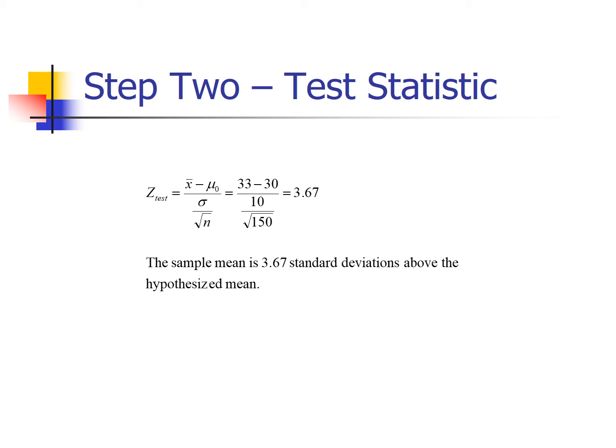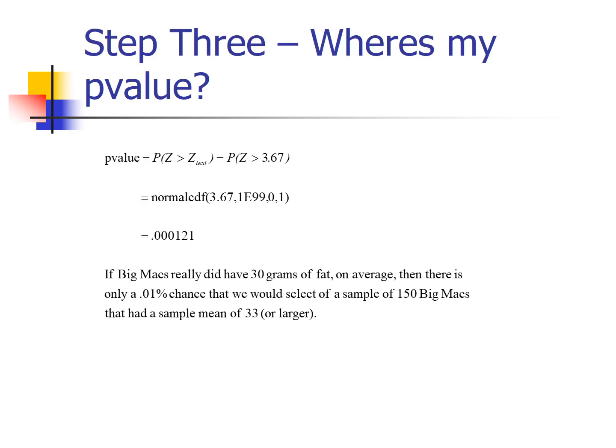Remember, we know that 2 standard deviations away from something is a fairly large distance. 3 is tremendously large. Remember, 99.7% of the time you're within 3 standard deviations. This is more than 3 standard deviations above the mean, which is a large difference, which means it's probably unlikely that something like this would have occurred. Let's verify that further by looking at our p-value.